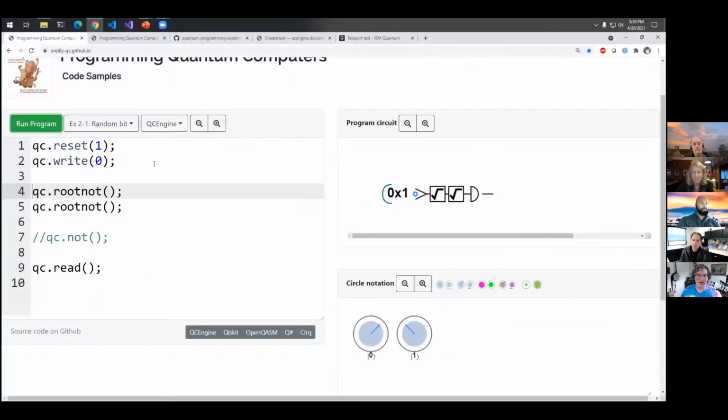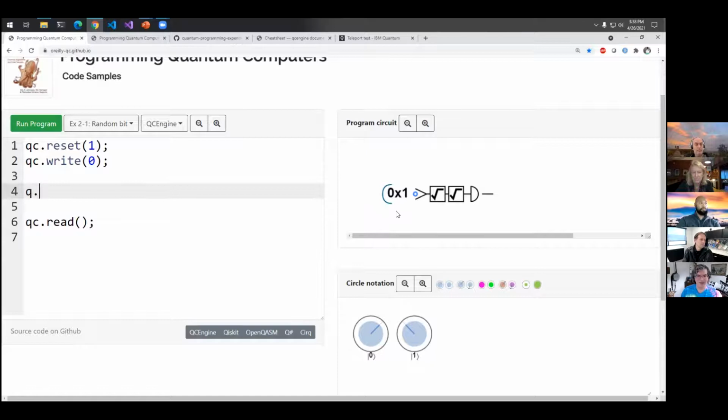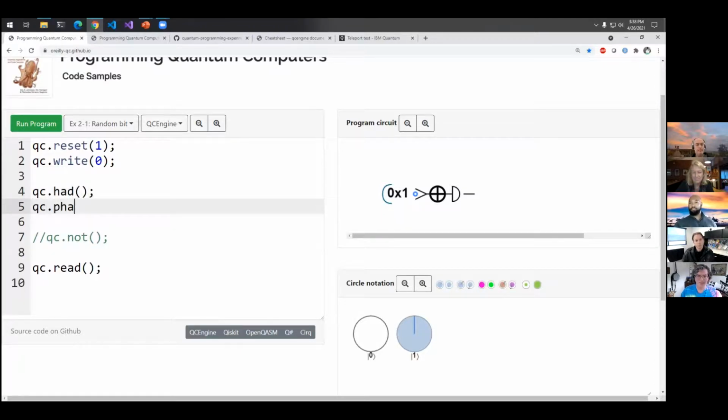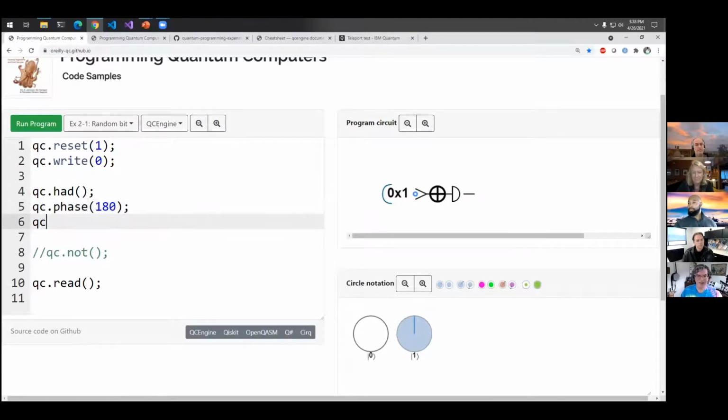And this is where I kind of went to town with the simulator, trying all of these out. Okay, so QC not. We've seen this several times, so we know what it does. It will flip our circles. And so according to our chart, if I do a QC had, a QC phase 180, and a QC had, then this will give me the same output as a not. And it actually does. Right here, before I do the read, I have 100% probability of reading a 1 out of this.